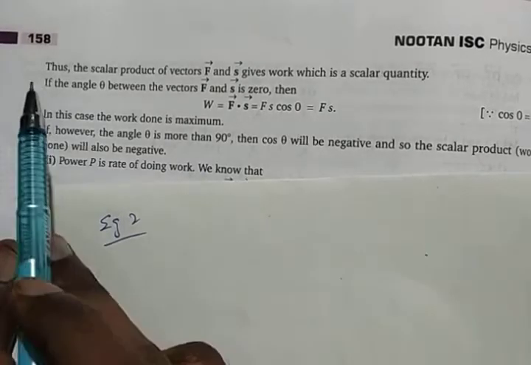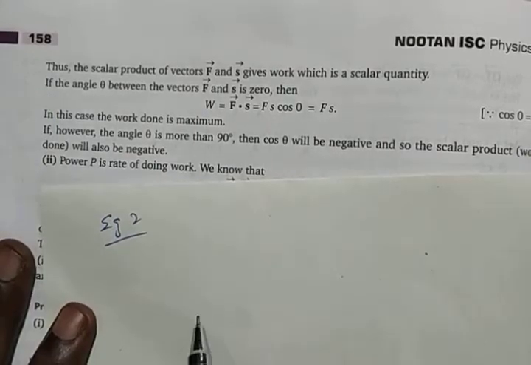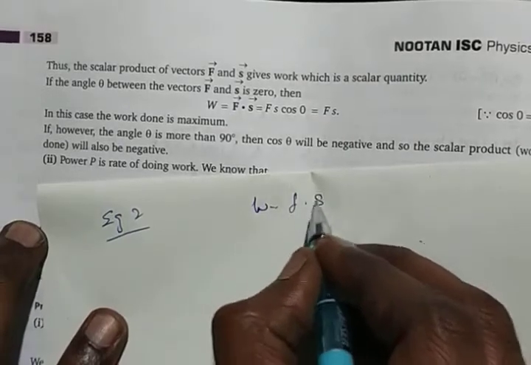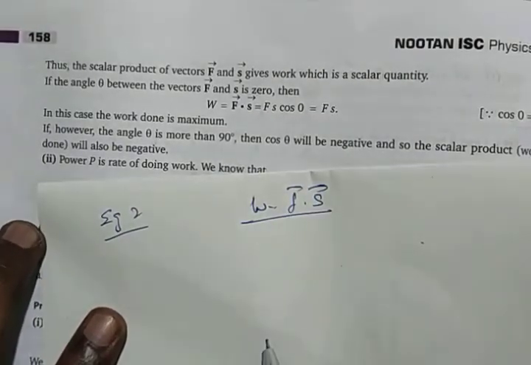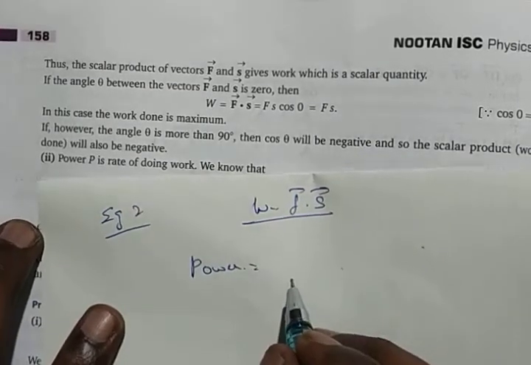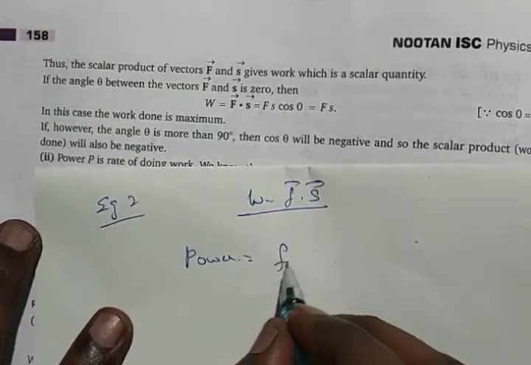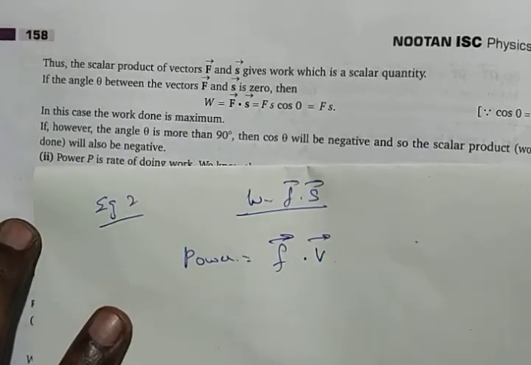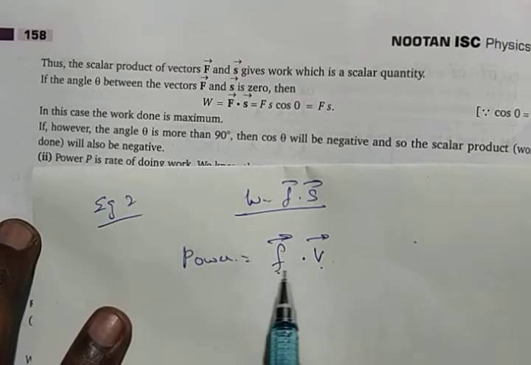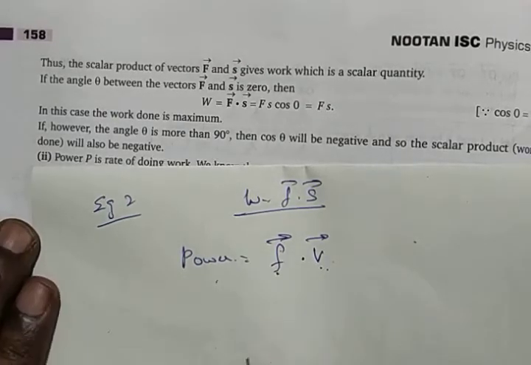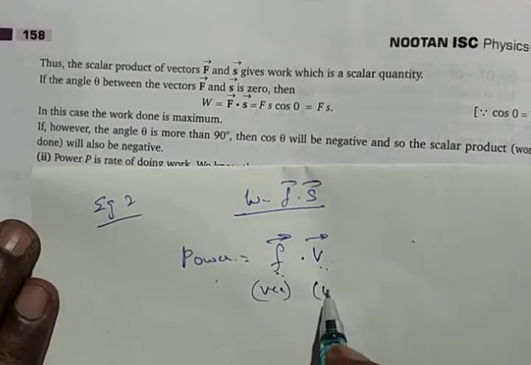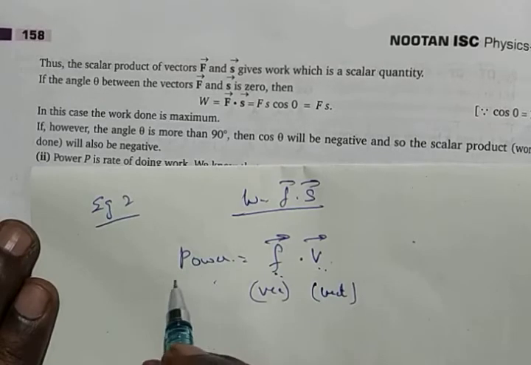So we are seeing in page number 158, example number 2. We already know work W is going to be equal to F dot S. We already know this one. There is the work done. We can also see the power formula. What is power going to be equal to? Power is equal to F dot V vector. Force and velocity, when you multiply, you will get power. And remember, force is a vector quantity and velocity also is a vector quantity. What is power? It is a scalar quantity.